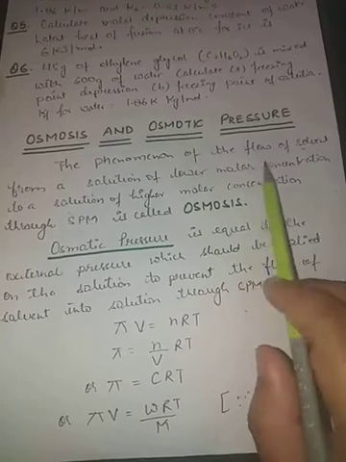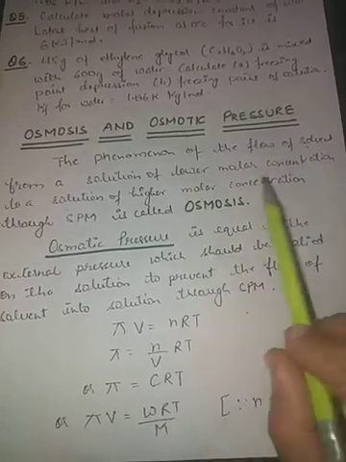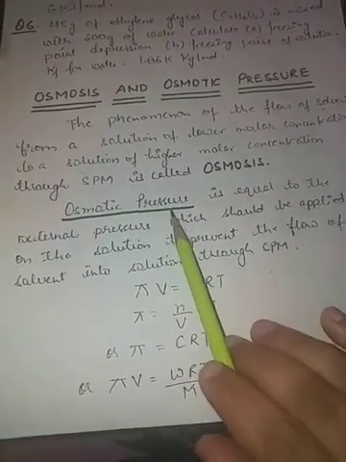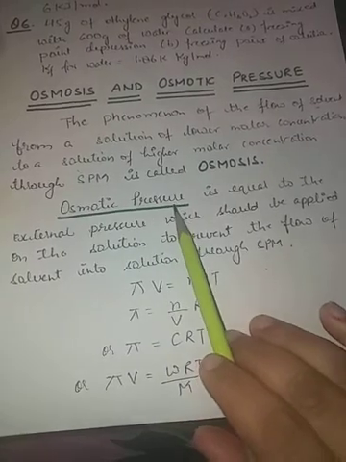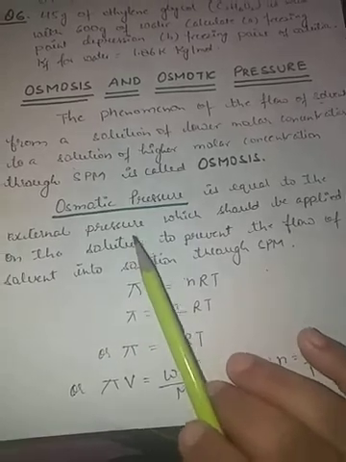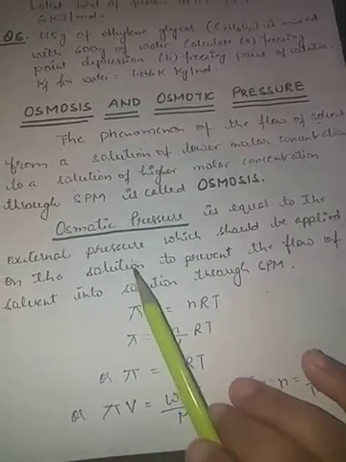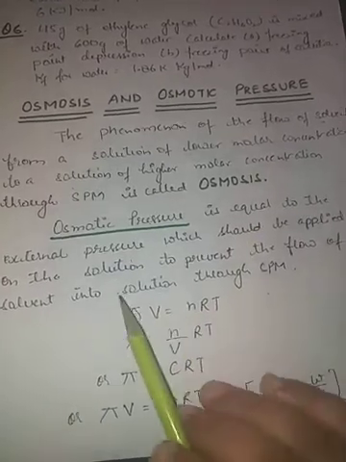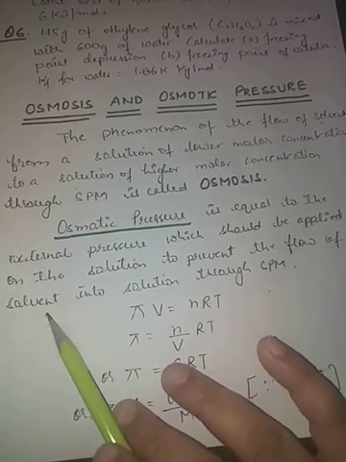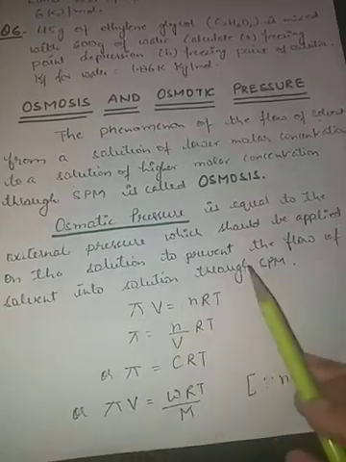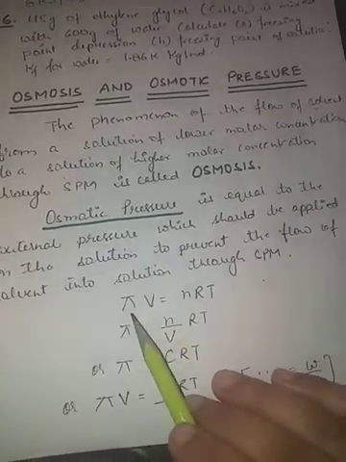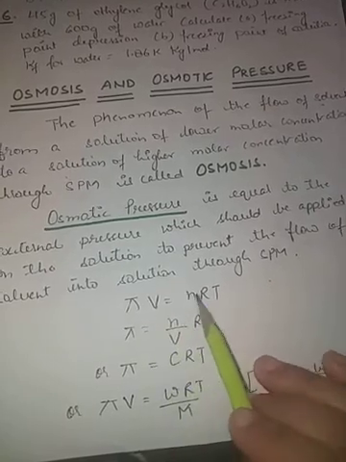We have studied here that solvent moves from lower concentration to higher concentration. So it means we have to put pressure towards the higher concentration. If we have just pure solvent and solution, we apply pressure on the solution, all over the solution, and it will stop the flow of the solvent from the solvent side to the solution. It will stop the flow through the SPM. This is called osmotic pressure, and osmotic pressure is given by pi V is equal to nRT.